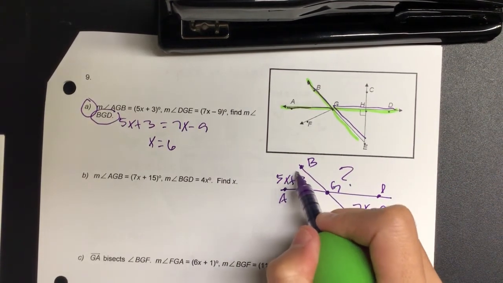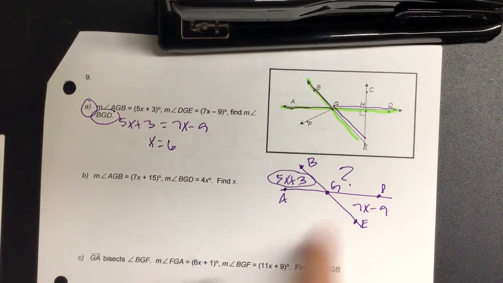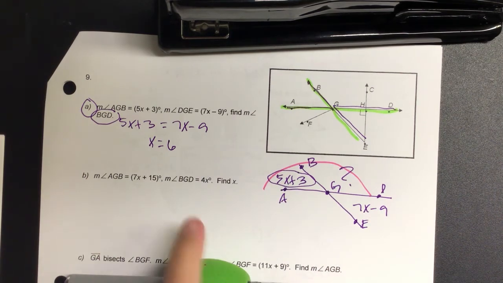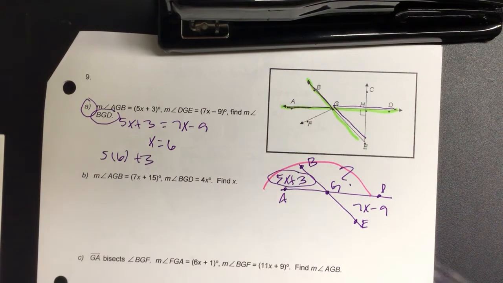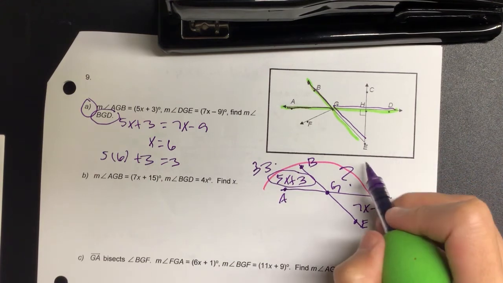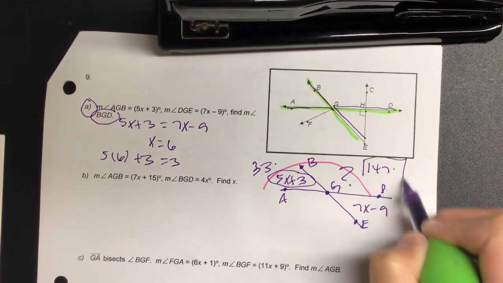So could I plug in x equals 6 into this one and subtract it from 180, since we have a linear pair again? So when I plug it in, I have 5 times 6 plus 3. How many is that? 33. So if this angle is 33 degrees, how many should the supplement be? 147. And that would be our final answer.